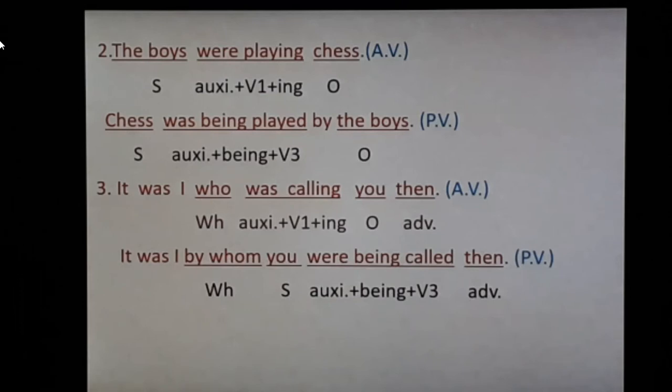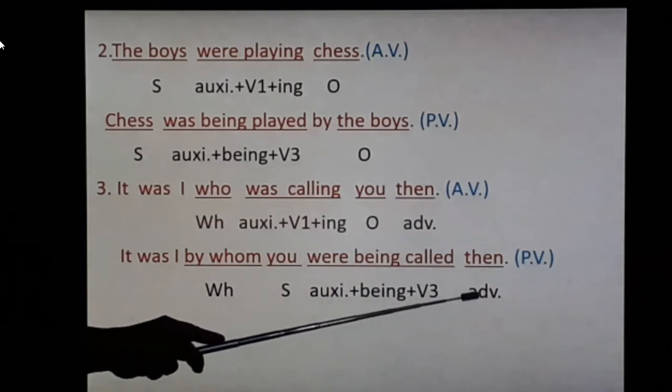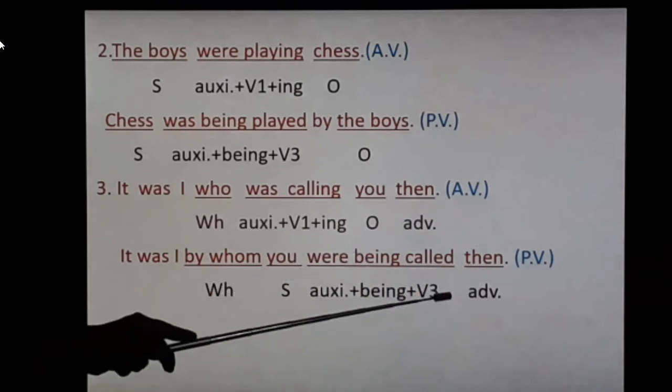Let's turn this active to passive voice. It was I. Same thing you have to write. You have to change from here. Who is given. Then instead of who, you have to write by whom. Then object of active voice becomes subject in passive voice. So, by whom, you, according to you, put appropriate auxiliary verb, that is were. Then being, then V3 form of call. So called, and then you have to write then, that is an adverb. So this is passive construction.